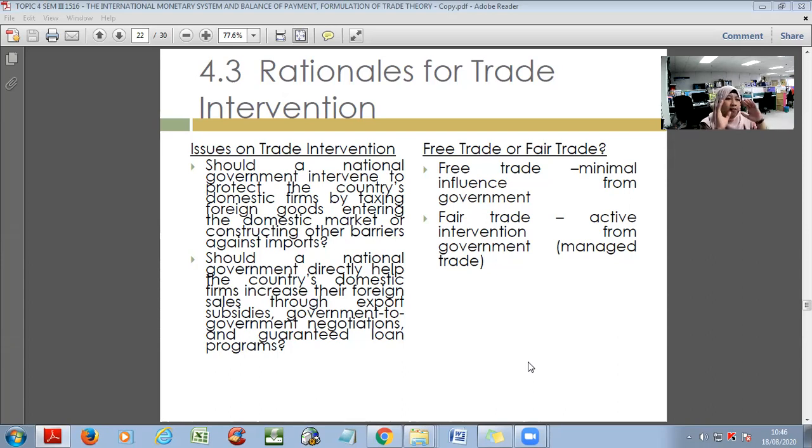So if 90% goes to the company and 10% to the government, they want free trade. Read my lips, okay? Free trade. Whereas fair trade means 90% goes to the government and 10% goes to the company. So that is to differentiate between free trade and fair trade. And we're moving on to the next one.